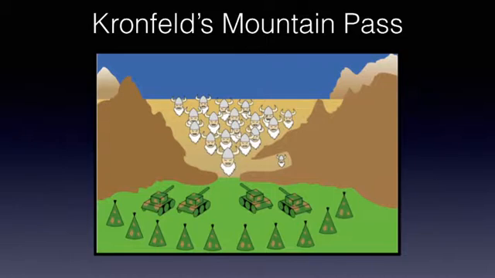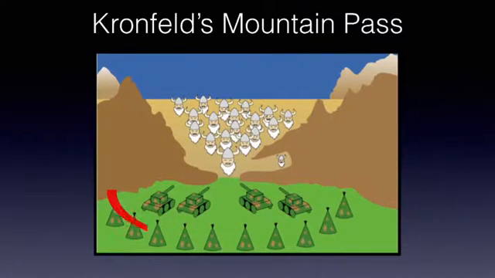Another way to visualize this is what Dr. Kronfeld has described as the mountain pass concept. He likened the bacteria in an infected root canal to an enemy army behind high mountains. The army wants to descend through a mountain pass, which in this analogy is the apical foramen, to invade the plains, which would be the periapical tissues.